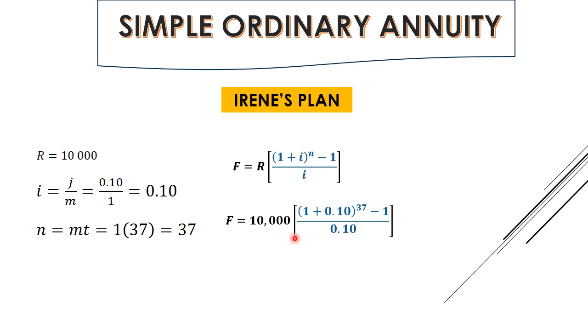Now, let's try to solve this in the calculator. Now we have the answer. For the future value, we have 3,300,394.86 pesos. Which means that for 37 years, so probably at the age of 60 years old, Irene will have 3,300,394.86 pesos. Alright, so that's already a big amount.